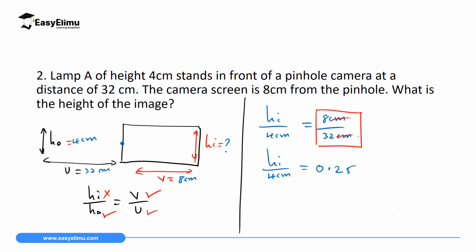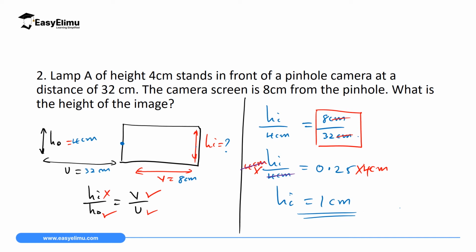Then now in this case, for us to remain with HI alone, we will multiply by 4 centimeter on both sides. Then on the left hand side, 4 centimeter will cancel out with 4 centimeter, and we will remain with HI. HI in this case is going to be 0.25 times 4 centimeter, which is going to give us 1 centimeter. So the height of the image which will be formed will be 1 centimeter.